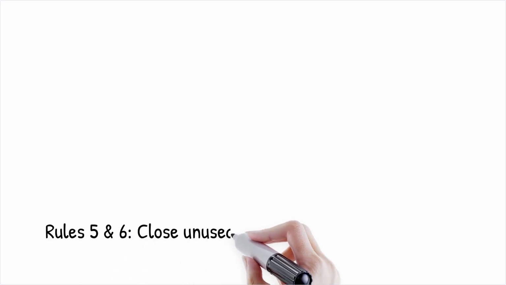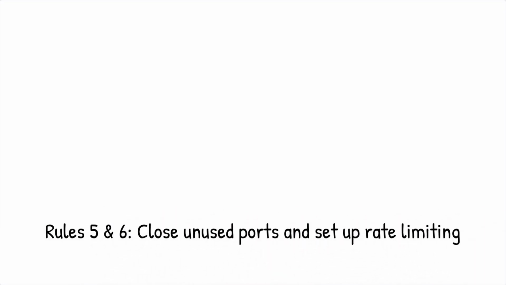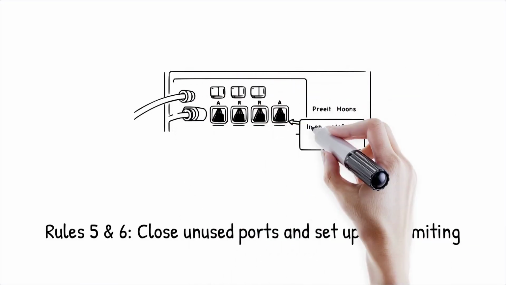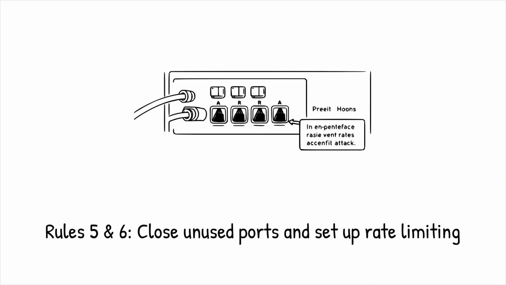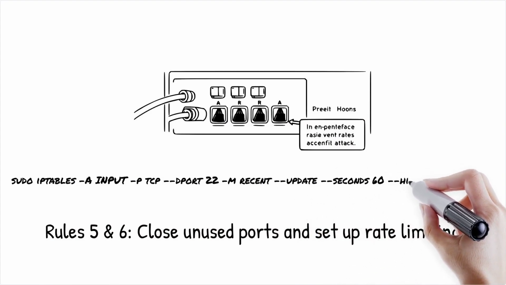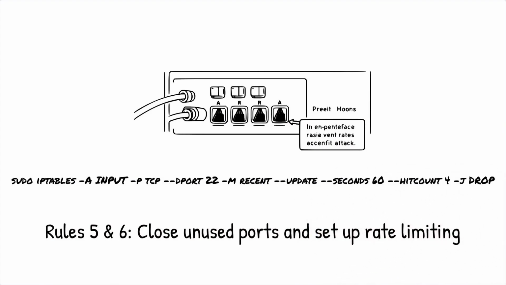Fifth, close unused ports. Perform regular audits to find and close any open ports that don't align with your necessary services. Sixth, set up rate limiting. This helps to prevent brute force attacks, particularly on login attempts, by limiting the number of requests allowed over a set period.